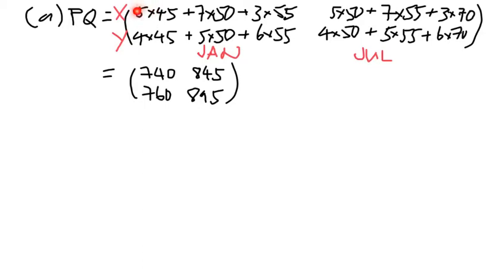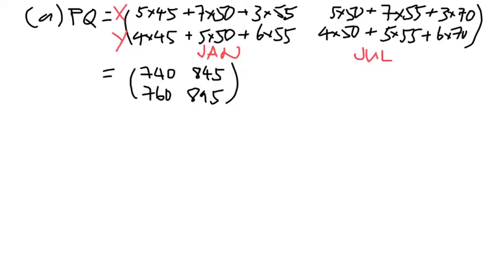I need 5 apples for juice X, multiplied by 45 cents, and 45 cents is the price of an apple in January. I've got 7 oranges, multiplied by the price of each orange in January, 50 cents, plus 3 kiwis, multiplied by the price of a kiwi in January, which is 55 cents. So I go on and on. So this will be for July. You can check the numbers. This is for juice Y in January and juice Y in July.